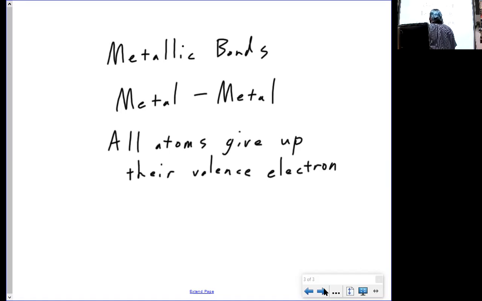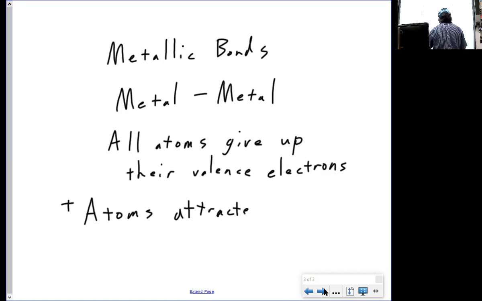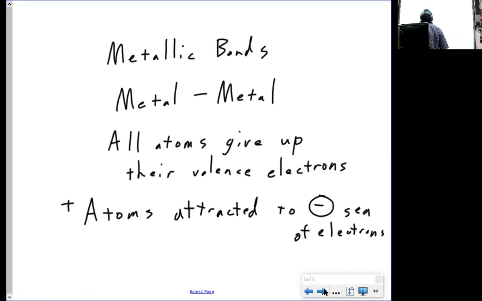Which means that all of the atoms, if they all give up their electrons, they're all what? They're all positive. So the positive atoms are attracted to the negative sea of electrons. So is it kind of like a half and half split of all the atoms on one side and negative on the other side? Nope. It's all of the atoms.